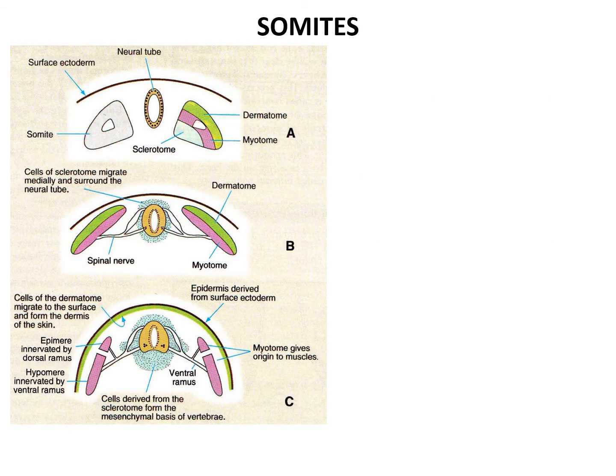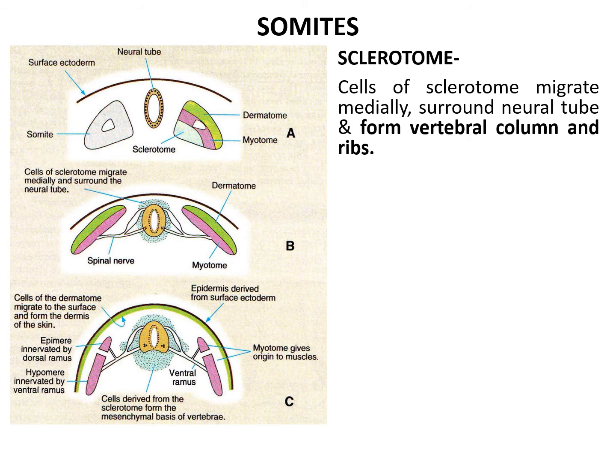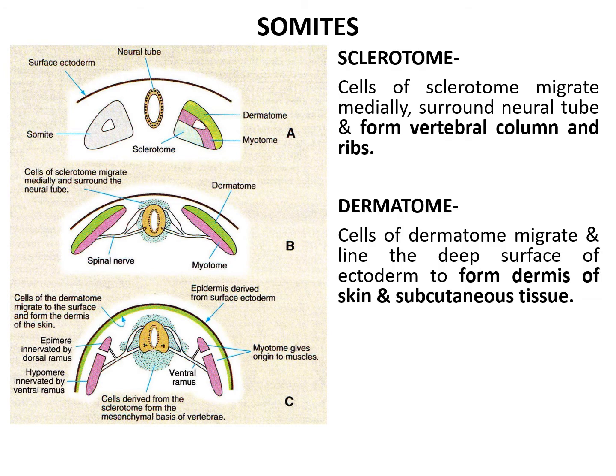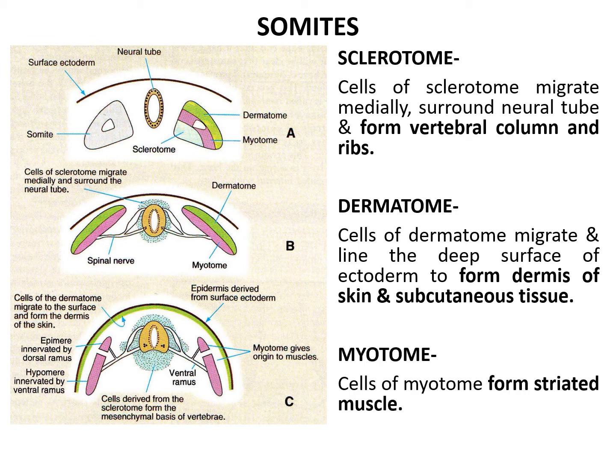The fate of the three subdivisions of somites is: the cells of sclerotome migrate medially. They surround the neural tube and give rise to the vertebral column and the ribs. The cells of the dermatome migrate and line the deep surface of the overlying ectoderm, thus forming the dermis of skin and subcutaneous tissue. The cells of myotome will form the striated muscles.